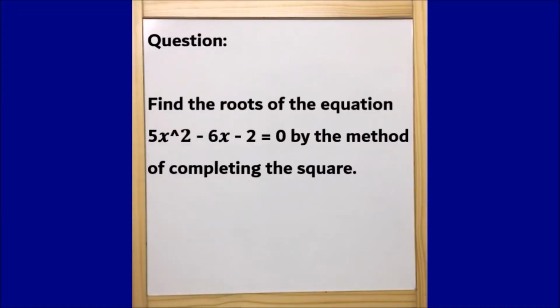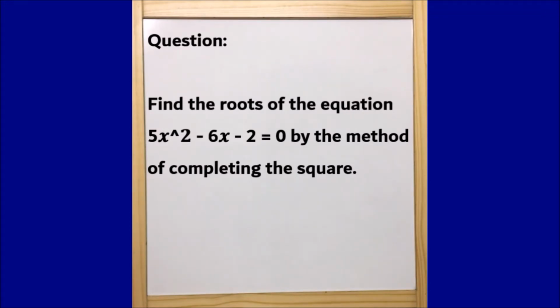Here the given question is: find the roots of the equation 5x^2 - 6x - 2 = 0 by the method of completing the square. So again we are going to solve this given quadratic equation using the method of completing the square.